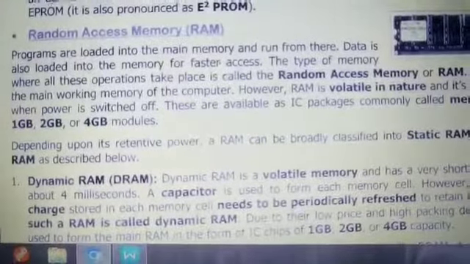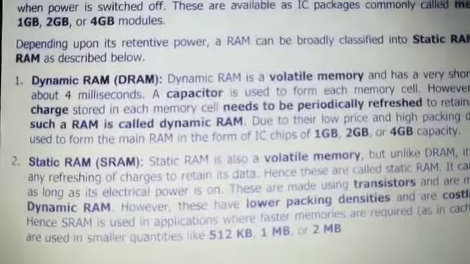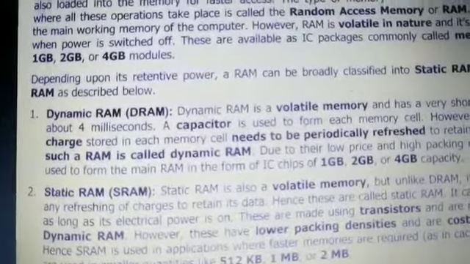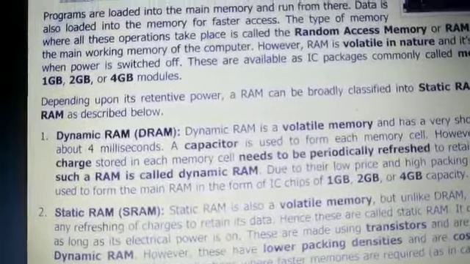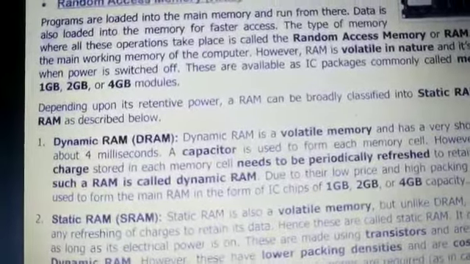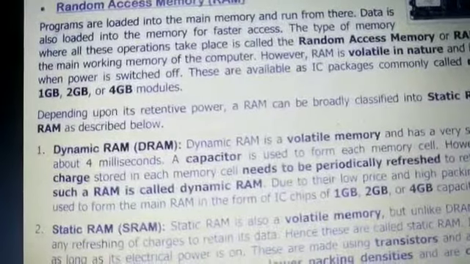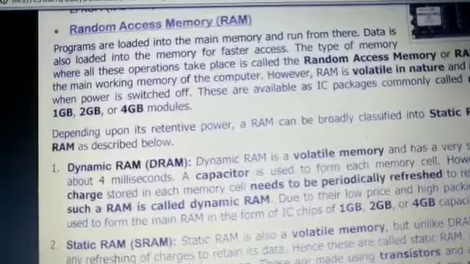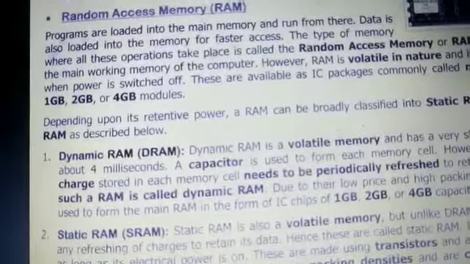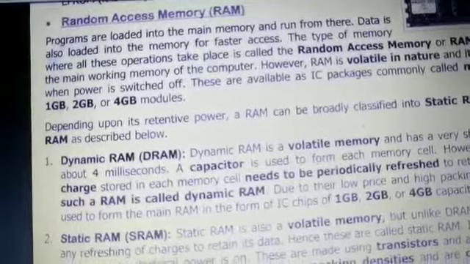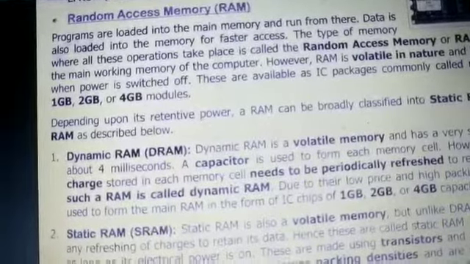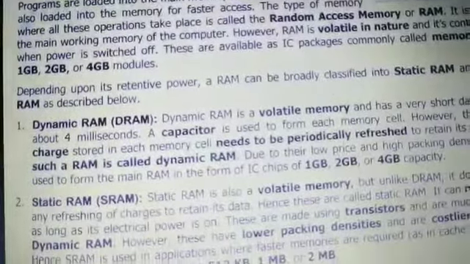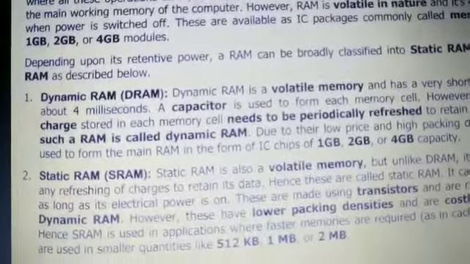Now we come to the static memory. Static memory or static RAM is also a volatile memory. In case of dynamic RAM, we use both a transistor and a capacitor, but in case of SRAM, we only use the transistor as a memory cell. We do not need to refresh it on a regular basis, unlike the DRAM. So that's why the packaging density is low, but the cost per bit is high. The speed of operation is 20 nanoseconds. It is much faster than the dynamic RAM.